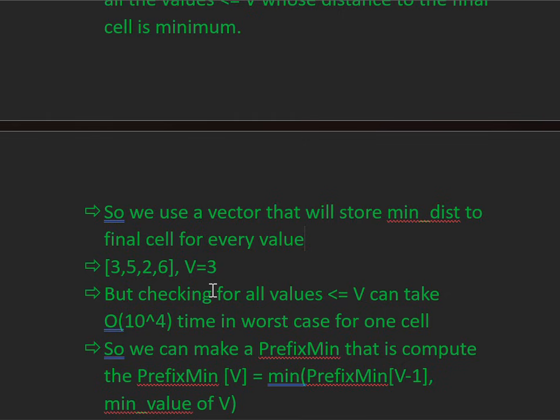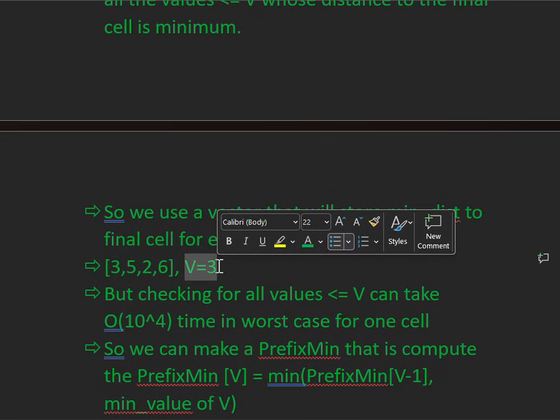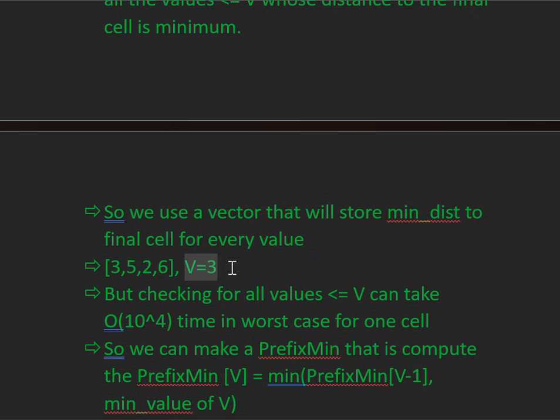Okay, and then the next thing is, suppose our value here is 3, so we have to check all the cells whose value is less than or equal to 3. If you have noticed our constraints, an element can be up to 10 to the power 4. So if we have to check all the cells, in the worst case our time complexity can be up to 10 to the power 4. That won't be good for checking every cell. Here total cells are 80 into 80, and then checking for every cell, 80 into 80 into 10 to the power 4, will make the solution TLE.